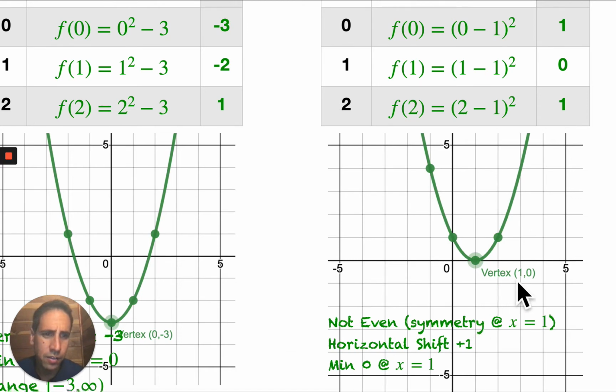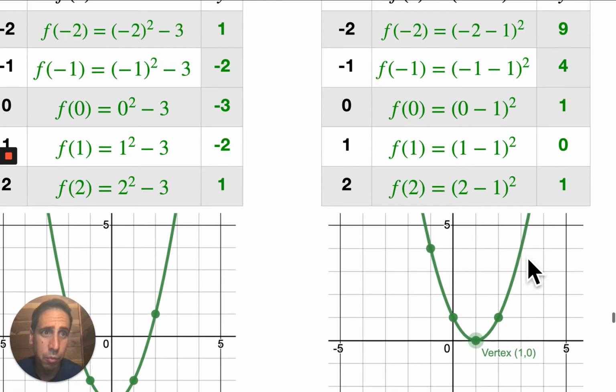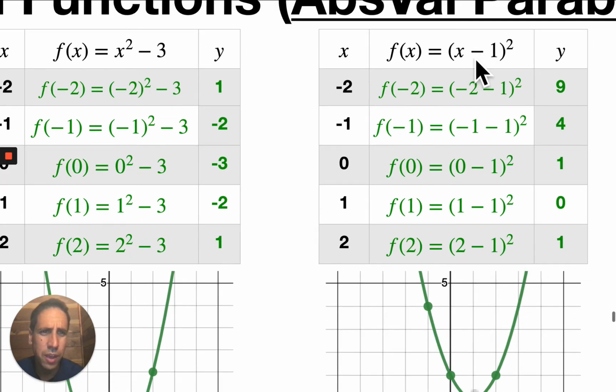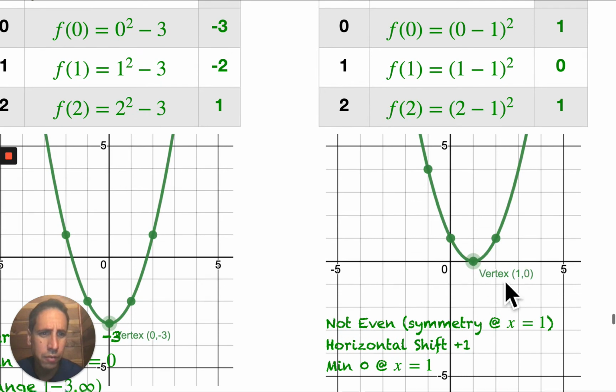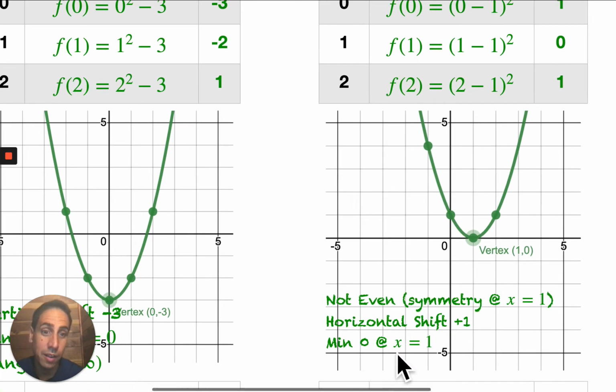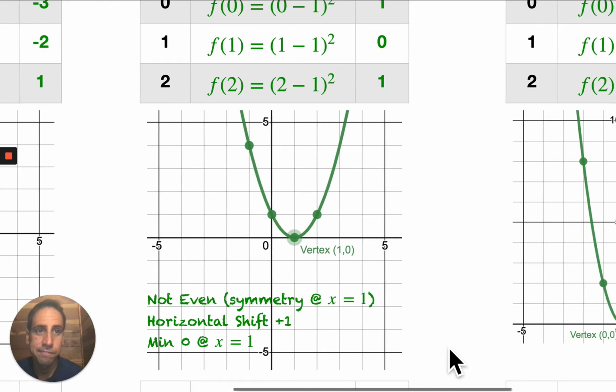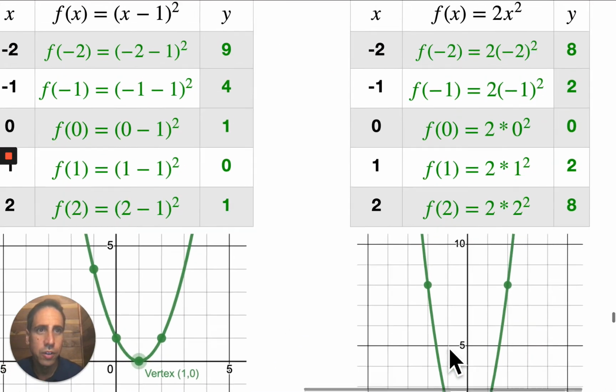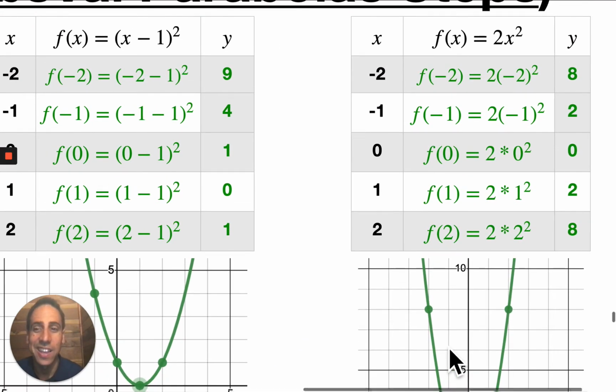The vertex is 1, 0, and we'll call that a horizontal shift of +1 because it's just shifting to the right 1 unit, which is really strange because we have a -1 inside the parentheses and that turns into a +1. Everything is positive 1. The vertex is at positive 1. The symmetry is at x equals 1. It's a horizontal shift of +1. And where's the minimum? It's at x equals +1. Kind of strange. Kind of shifty, as it were.